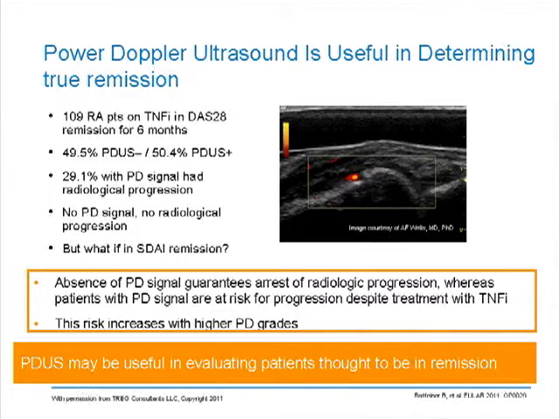What they didn't answer is what about patients in SDAI remission or meeting the new SDAI criteria? Would this hold as well? So the conclusions are the absence of a power Doppler signal guarantees arrest of radiologic progression, whereas patients who do have a signal are at risk for progression, or at least a third of them are, despite treatment with a TNF inhibitor.